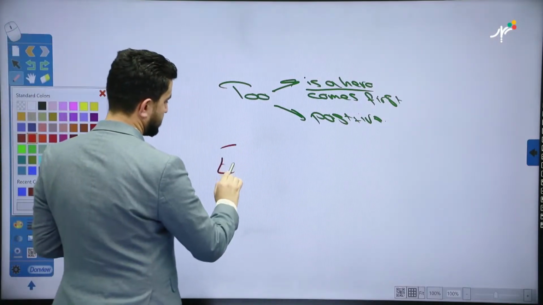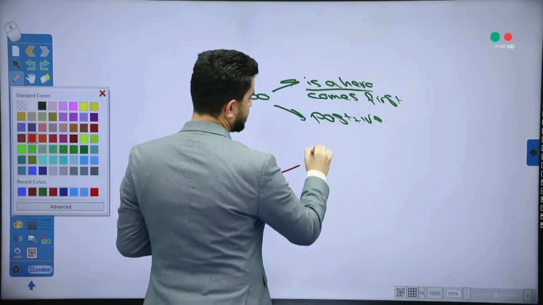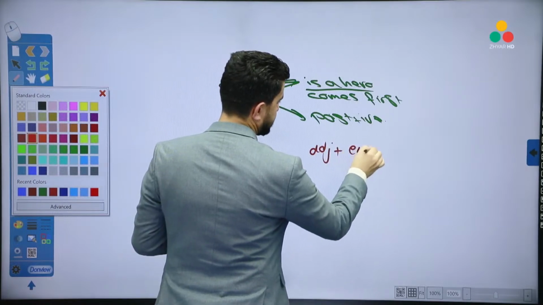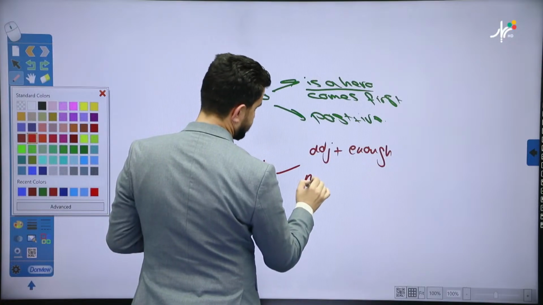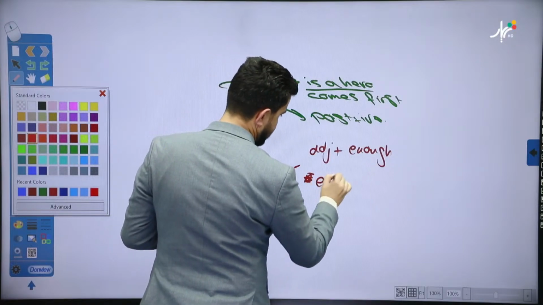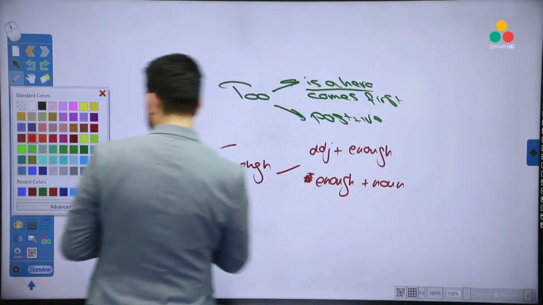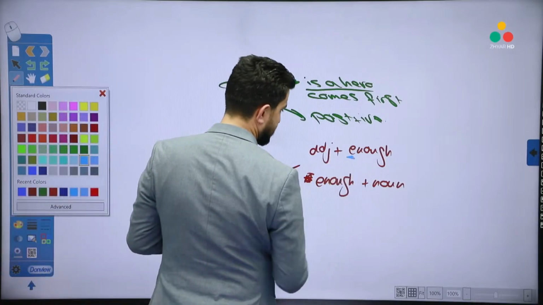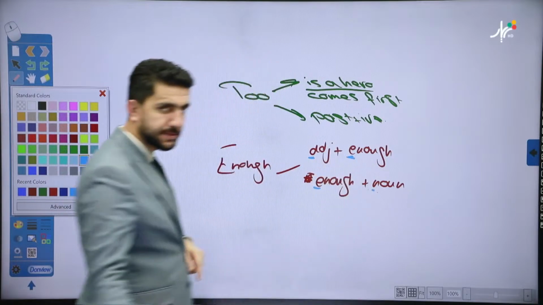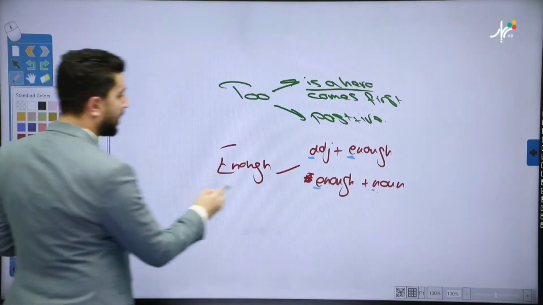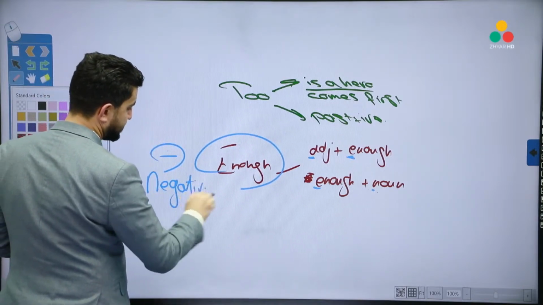Enough. Take this note, please. Look. Adjective plus enough. Don't forget. But enough plus noun. Okay? I said you can use the trick, and the trick says what? Alphabetical order. E comes before N, A comes before E, like this. You can use alphabetical order. Enough always has a negative meaning.